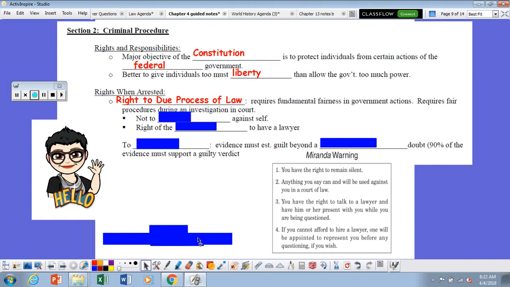So when we talk about due process of law, it is the fundamental fairness in government actions, and it requires fair procedures during an investigation in the court. We have certain rights not to testify against ourselves, which is protected within the Fifth Amendment. And we also have the right of an accused person to have a lawyer or an attorney present, particularly at the time of questioning. You also have the right to excuse yourself from testifying against yourself. So if you don't want to say anything, you can plead the Fifth or the Fifth Amendment. Along with that, to convict, evidence must establish guilt beyond a reasonable doubt, and that means about 90% of the evidence must support a guilty verdict.